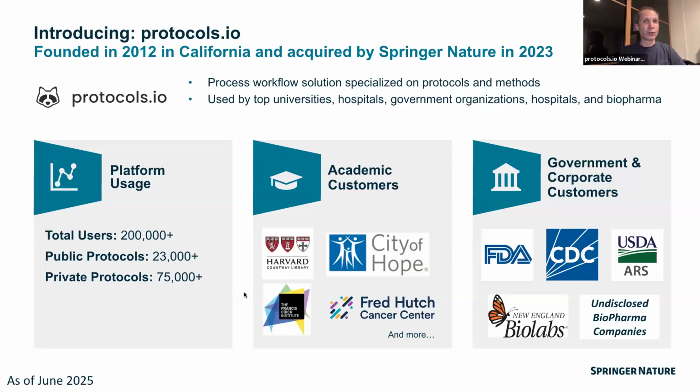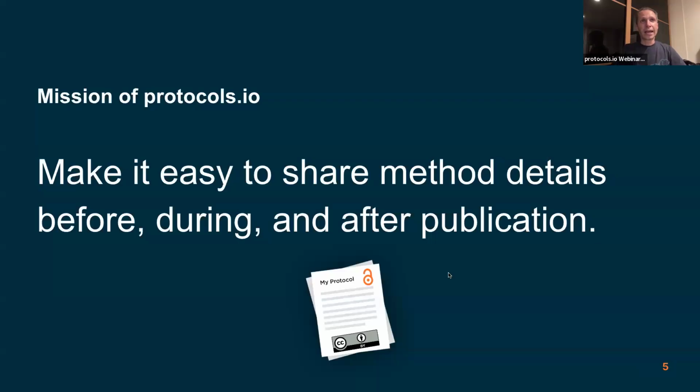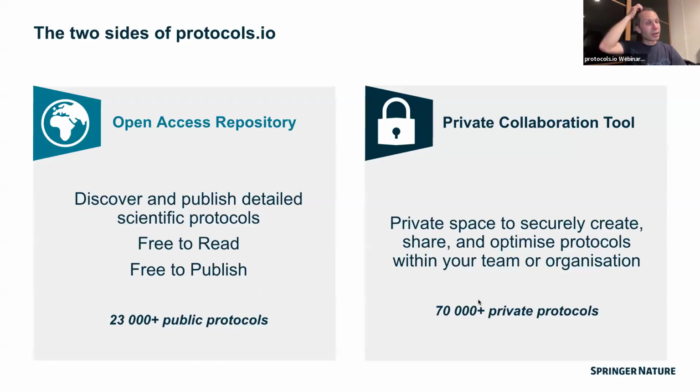I'll show you how to check if your organization has Protocols.io. If you're in industry, you'll know if your company has it. If you're in academia, there is a list that shows all the universities around the world that have a subscription to Protocols.io. Right? And the mission of our platform is to make it easy to share method details before, during, and after publication. So as I said, there's two sides.